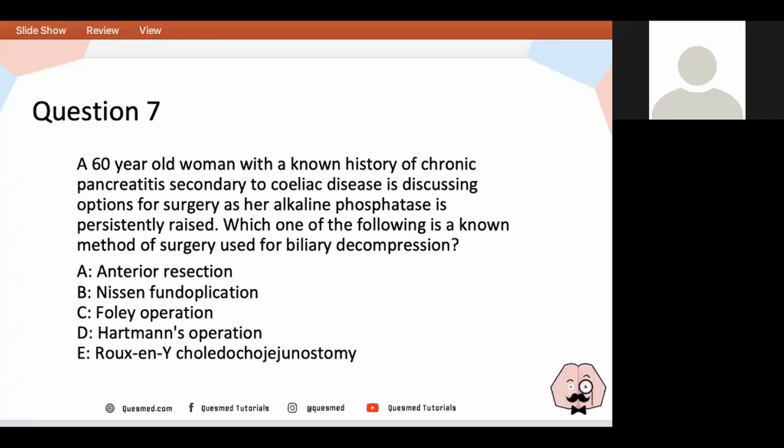So question 7, a 60-year-old woman with a known history of chronic pancreatitis secondary to celiac disease is discussing options for her surgery as her alkaline phosphatase is persistently raised. Which one of the following is a known method of surgery used for biliary decompression?